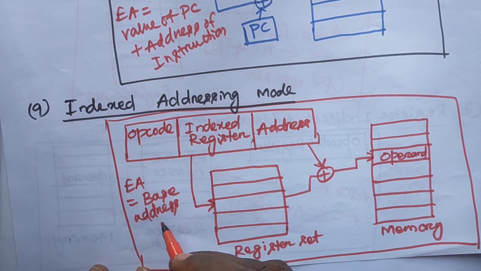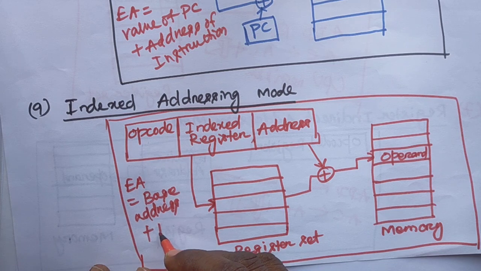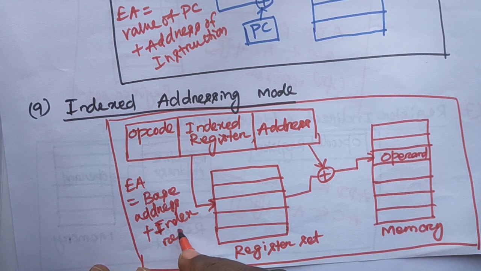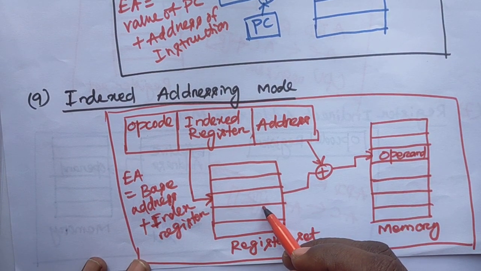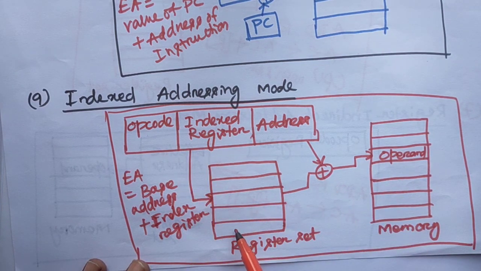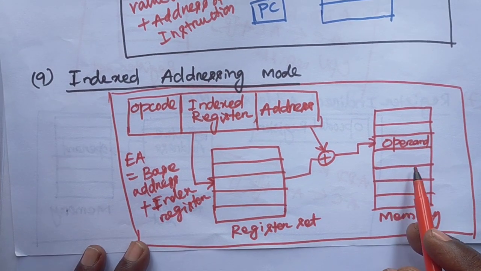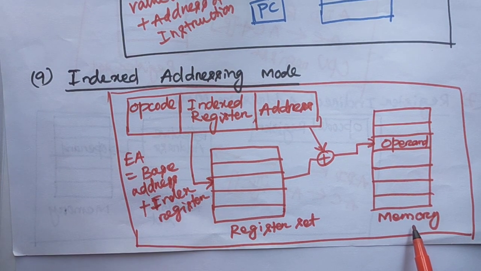So the effective address is defined through the base address plus the index register. What is the base address plus index register? Here the base address is mentioned, and again the index register is mentioned. Both we apply, and then we can find the operand address which is available in memory. So these are the basic concepts regarding the indexed addressing mode.